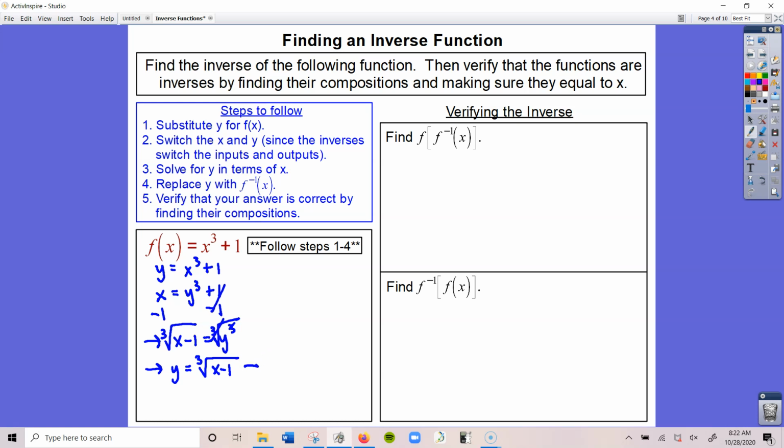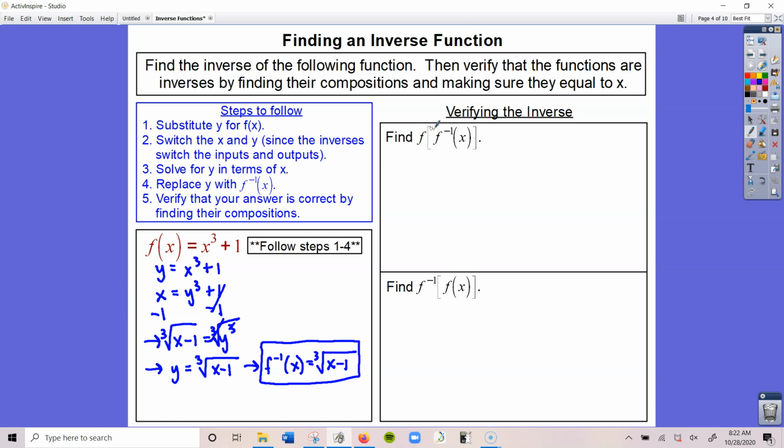Once you have your inverse, you replace the y with f inverse of x, which is that notation I mentioned earlier. So this is my inverse function. Now we're going to verify that this is indeed the inverse by finding the compositions. And this is a way of checking your answer. So we're going to find f of the inverse and then the inverse of f.